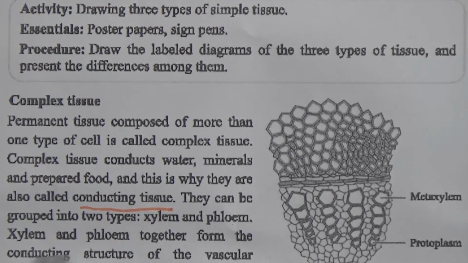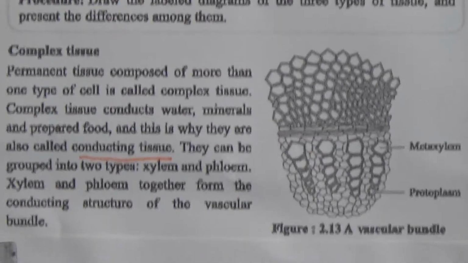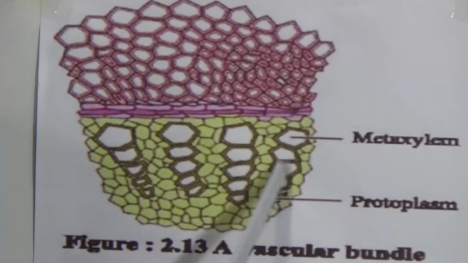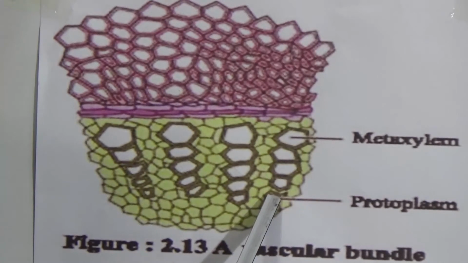Xylem and phloem together form the conducting structure of the vascular bundle. Now come to the picture of the vascular bundle. This is the picture of the vascular bundle, and this part shows the upper one is metaxylem and the lower one is protoxylem, and this whole structure is called the vascular bundle. The xylem and phloem together make the vascular bundle, and they help in carrying food from the leaves to the other parts of the body, and also carry water and mineral salts from the root to the rest of the body.